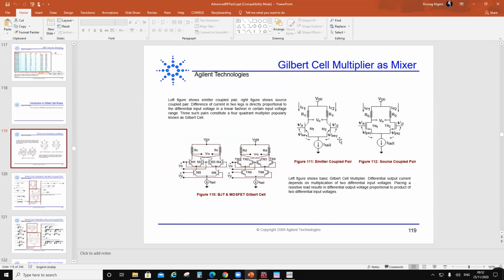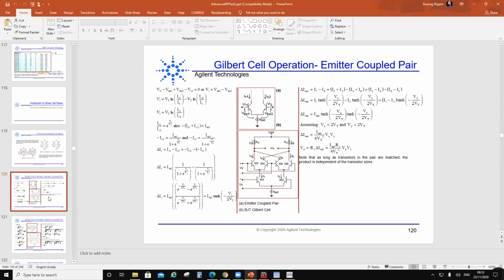Okay, so there are two same topologies. One is using a bipolar, and the other one is using a FET, right? And this basic topology is using some form of a cell like this, or like this, right? So what is that cell? Okay, so if I look at this cell, how is it working? It's working this way.